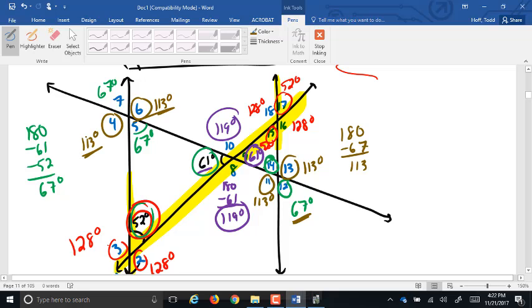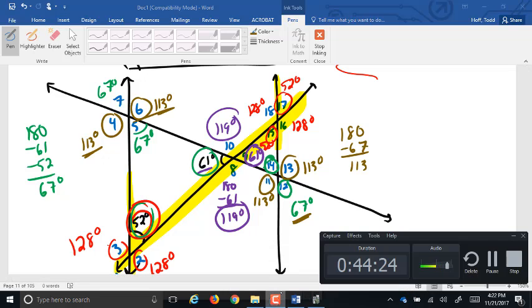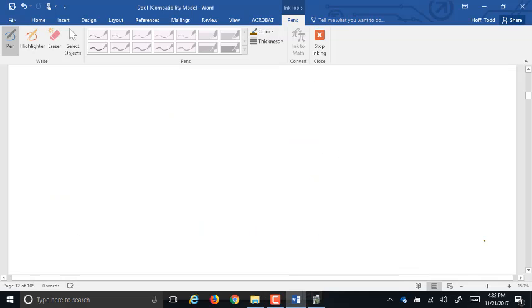Okay, it is our break time. Actually, I'm going a couple minutes past, so it's 4:22. Let's come back at 4:32, and we will talk a little bit more about triangles and angles. Okay, time to get rolling again.